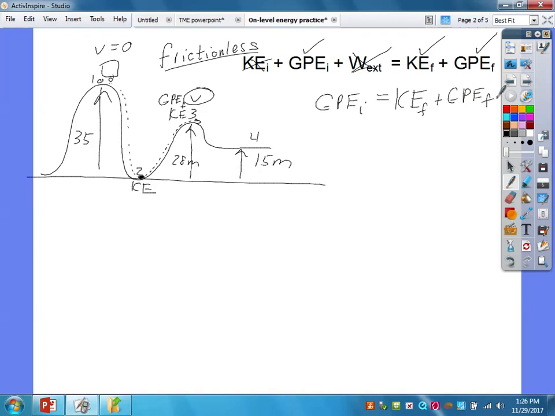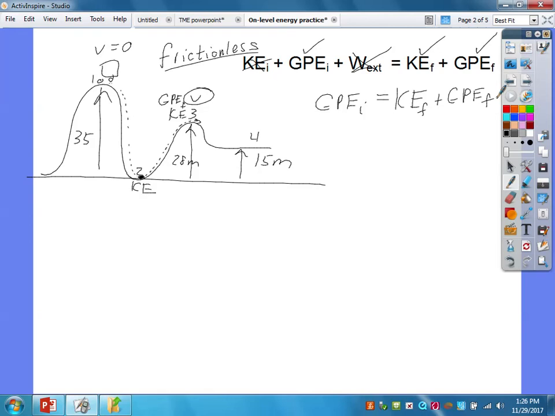Okay, so now I can solve. Some people stop me and ask, wait a minute, don't you need to solve for the velocity at point 2? No. If the surface is frictionless and you get a multi-path situation, you can start anywhere you want as long as you have information about the spot that you're starting at.